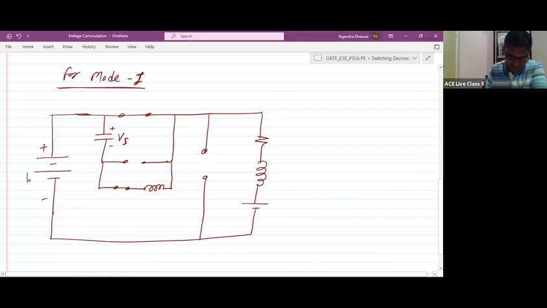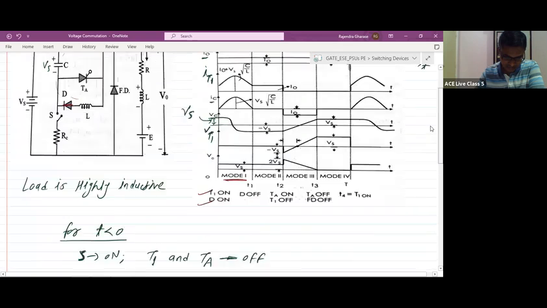This voltage is Vs. This is the capacitor C. This is thyristor T1. The current flowing through thyristor T1 is IT1. This is the auxiliary thyristor TA, diode D, and here it is the inductor L. Right? The capacitor C current, IC, direction we have not mentioned.